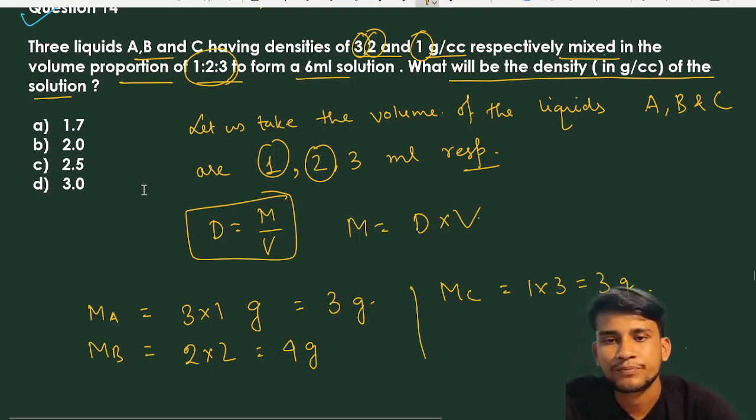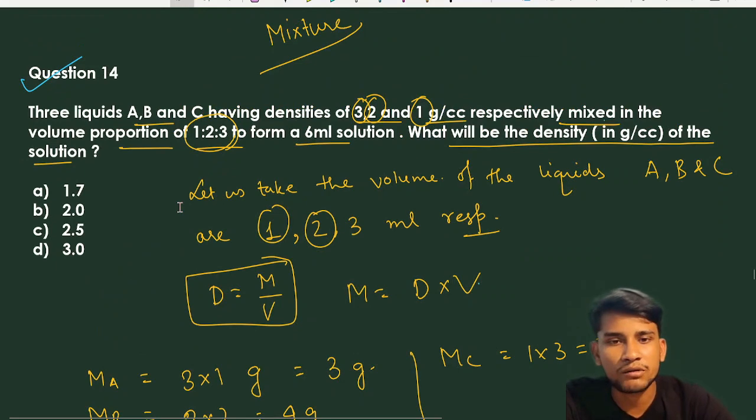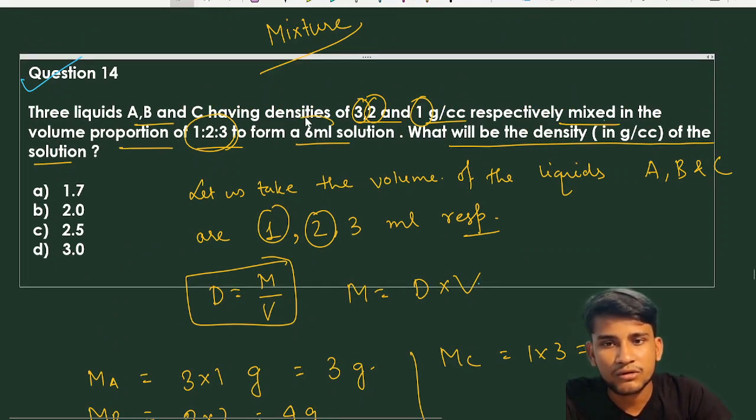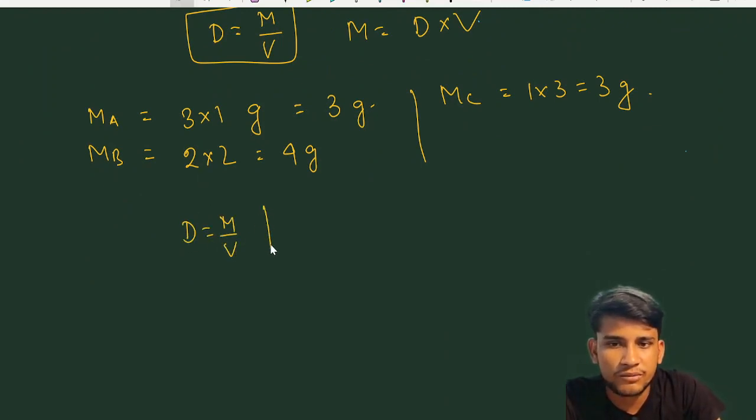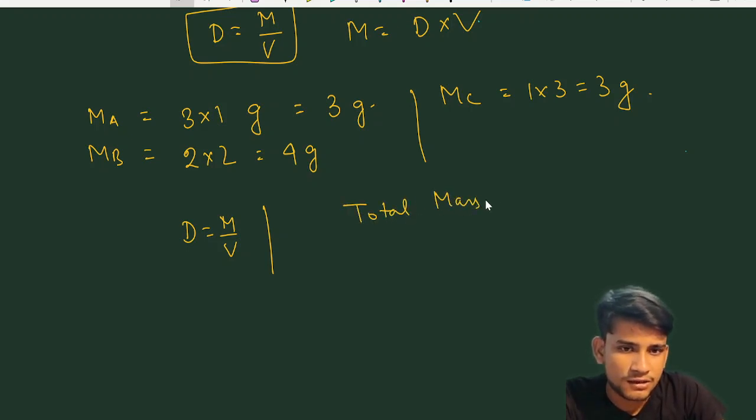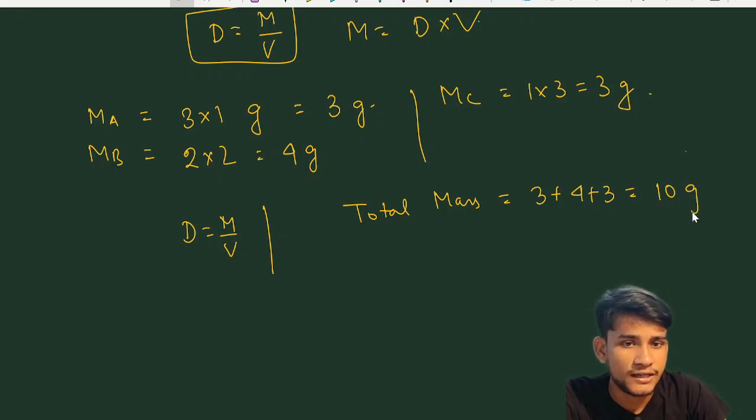Now we have to calculate the density for the volume of 6 ml. Density equals mass by volume is the formula, and total mass is the total mass of the liquids. These three are added, so 3 plus 4 plus 3 equals 10 g.